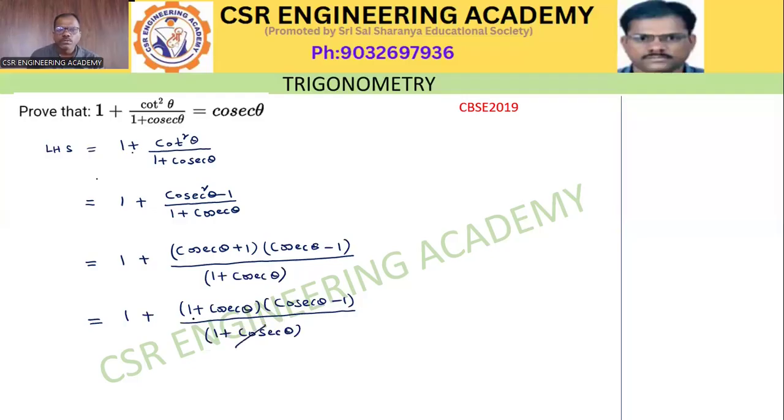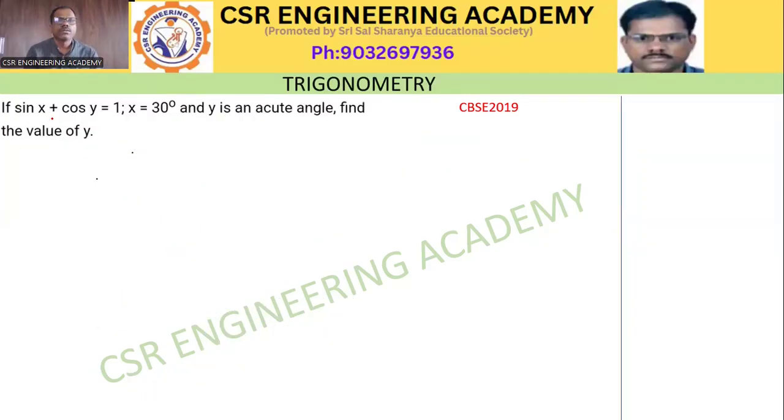These two get cancelled, which is equal to 1 + cosec θ − 1. The 1 gets cancelled, which is equal to cosec θ, which is equal to RHS. So therefore, LHS is equal to RHS.